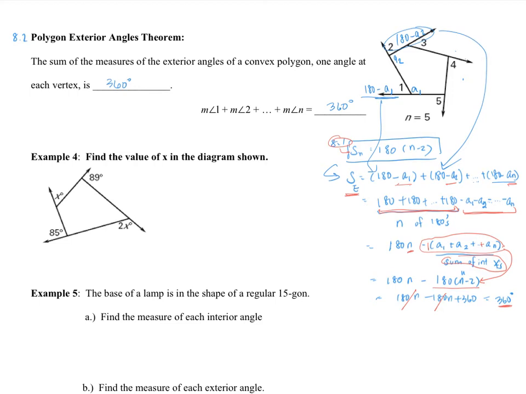Example 4, find the value of x in the diagram shown. So I can take 85, 89, x, and 2x, and set it equal to 360 degrees. And then I can simplify. Then x should be 62.